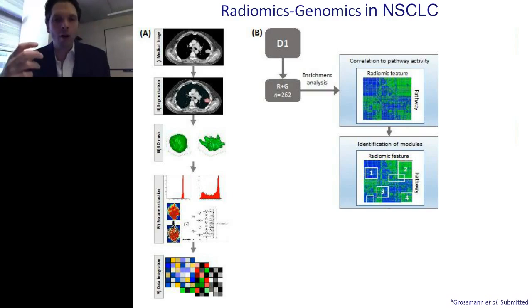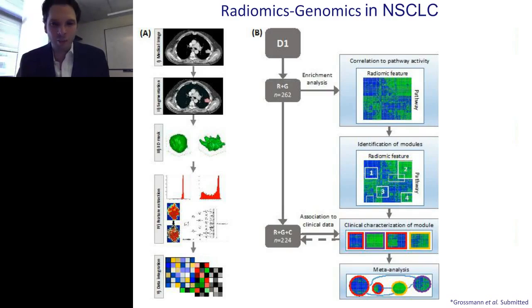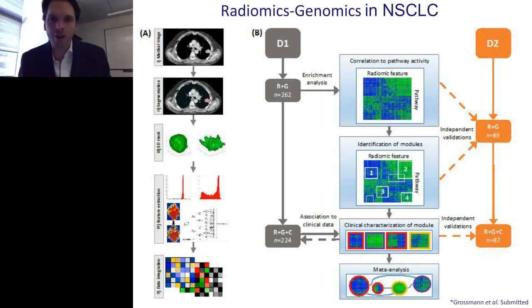Once we had identified these 13 main signals in the data, the main associations in this data, we validated these modules with association to clinical data. For the majority of these patients, 224 patients, we also had clinical outcome data available, so we could really see how these radiomics genotype pathway modules are associated with different clinical parameters. And then the nice thing is with our validation cohort, we could validate each of these steps independently.